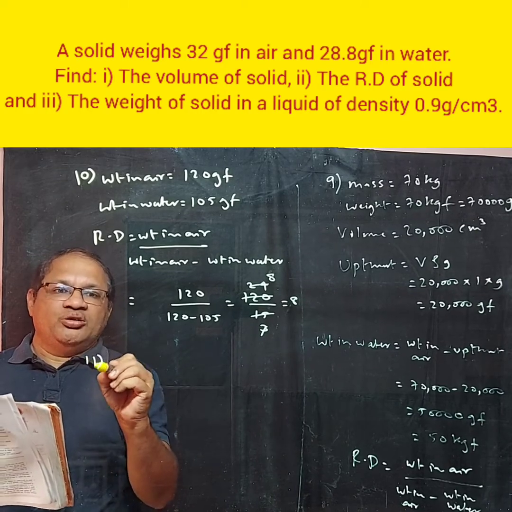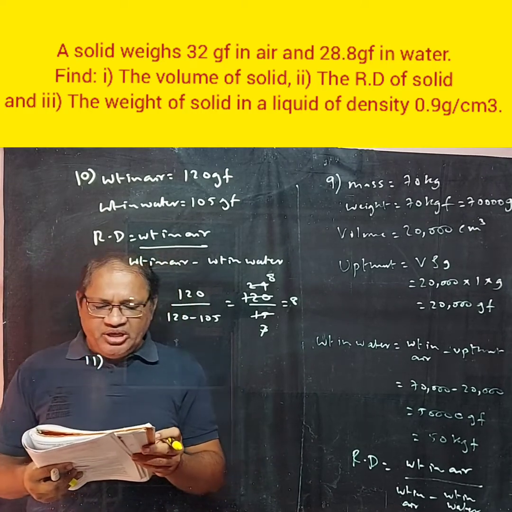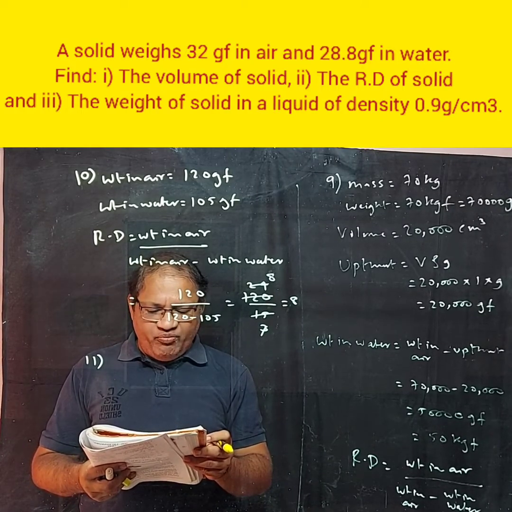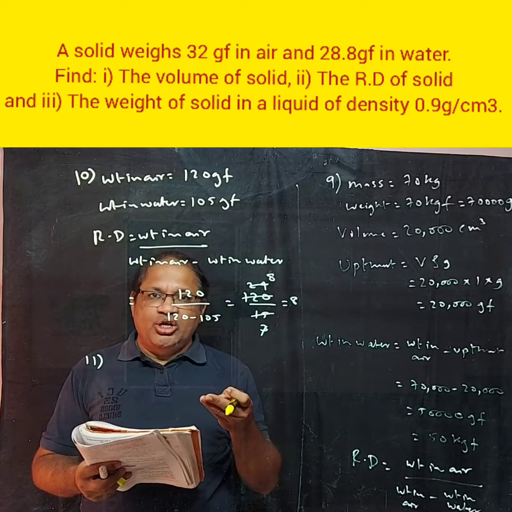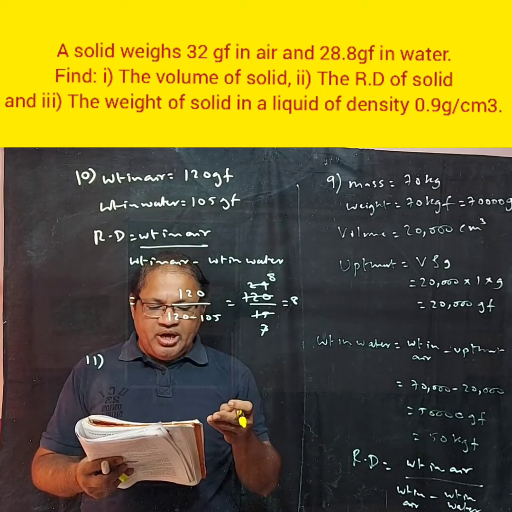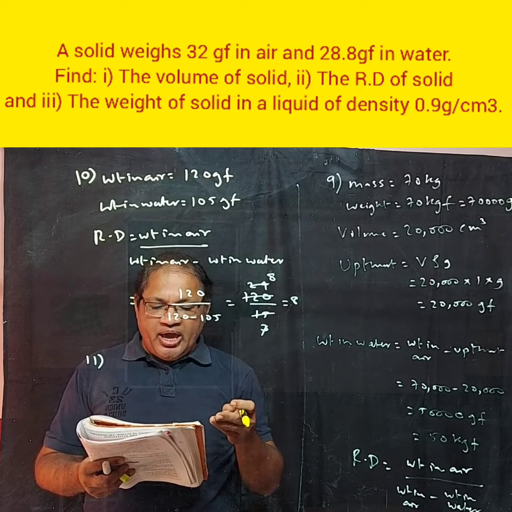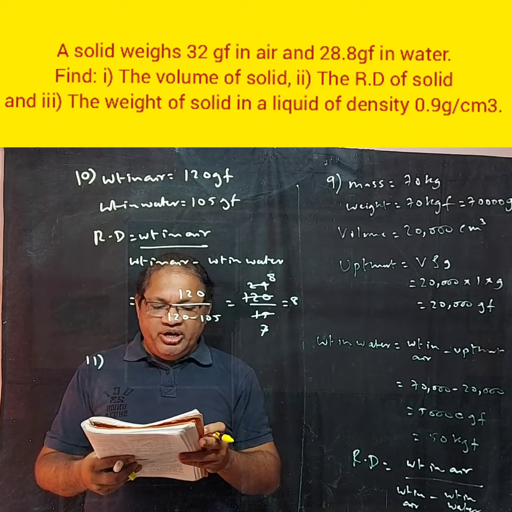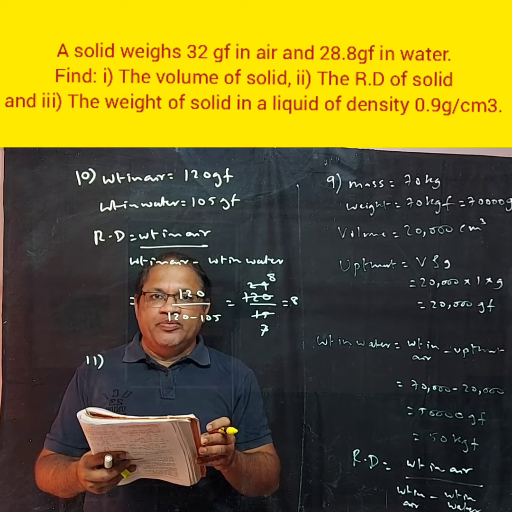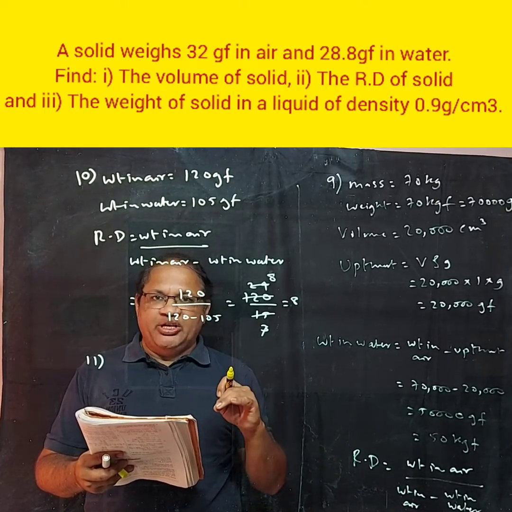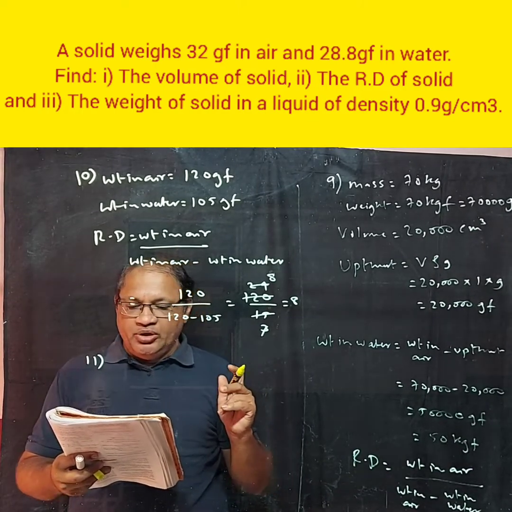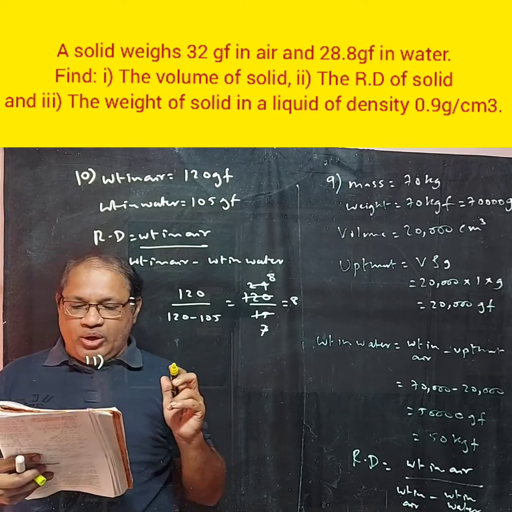Now 11th question. The solid weighs 32 gf in air and 28.8 gf in water. So this is also similar. You can find out the volume, the upthrust and relative density of solid. And then they have asked one more question: weight of the solid in liquid of density 0.9 gram per centimeter cube. For that we have to find out the upthrust again by taking the density of the other liquid. Alright. So let's do all the parts one by one.